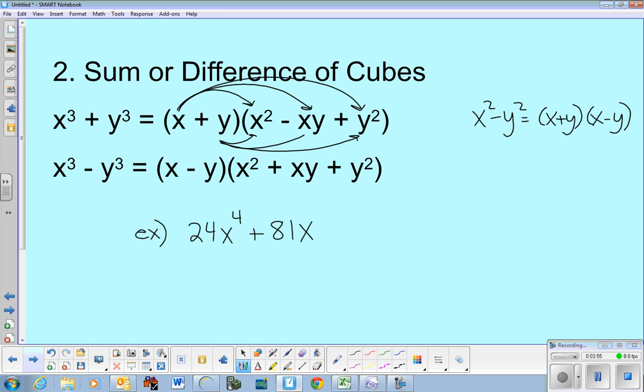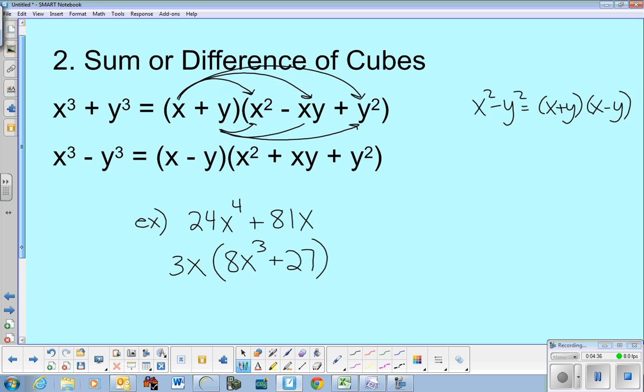Now, this example that I've given you doesn't look like a sum of cubes, but I did that to reiterate a point. When you factor, the first thing you should do, regardless of the strategy you're using to factor, regardless of what kind of expression you're trying to factor, is try to get common terms out first. Factor out the greatest common factor. So what goes into both 24x to the 4 and 81x? 3x. When I factor that out, when I undistribute 3x, I'm left with 8x cubed plus 27, when I divide both of those terms by 3x.